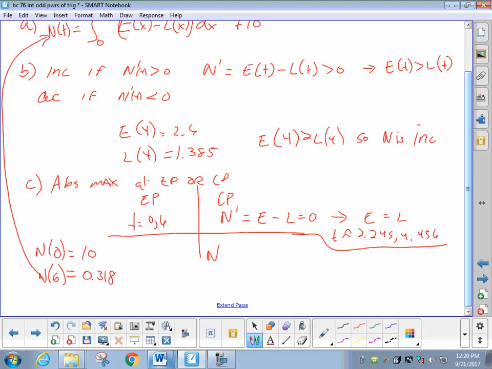N at 2.245 was roughly 0.5. By the way, I just kind of made this up on the fly, so if the answer doesn't make sense, okay, it's not a very good store, basically. And N at 4.456 was 3.451 or something like that?